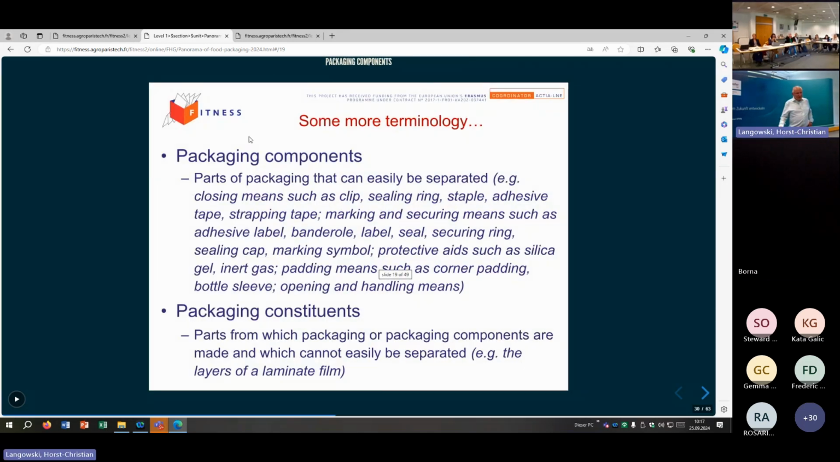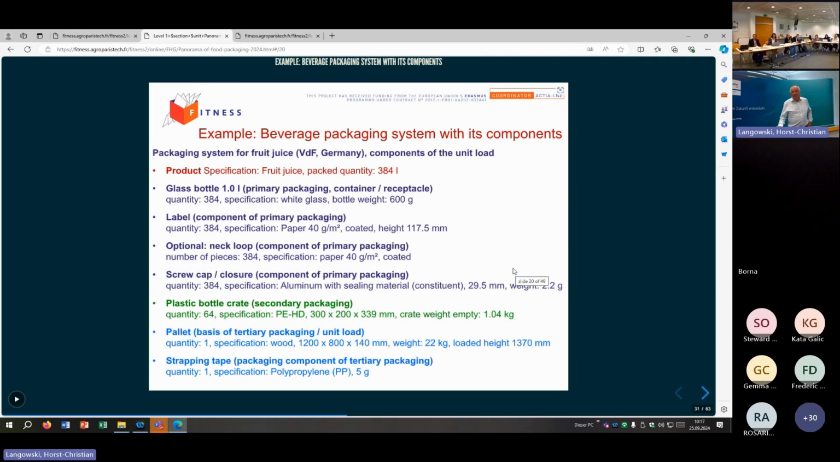So there is some terminology from the official legal standardization documents. I will not talk too much about this at the moment. Good. Some practical example.